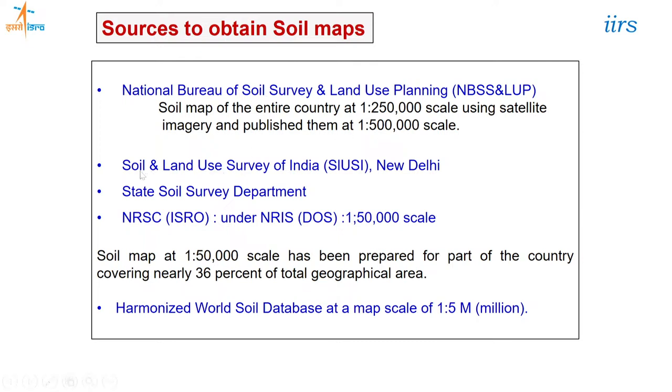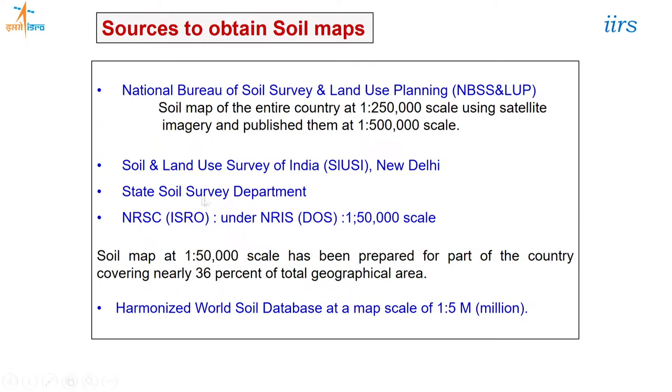Another organization is the Soil and Land Use Survey of India in New Delhi, which has also prepared soil maps at 1:50,000 scale, not continuous for the entire country or the entire state, but for catchment areas, selected catchments.